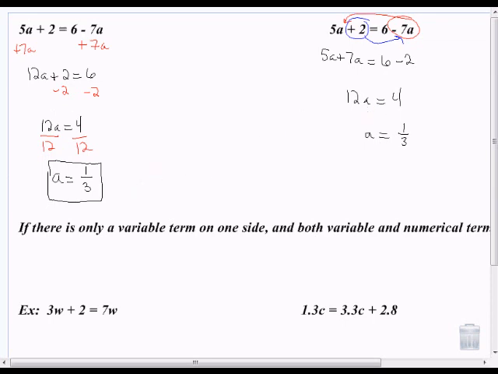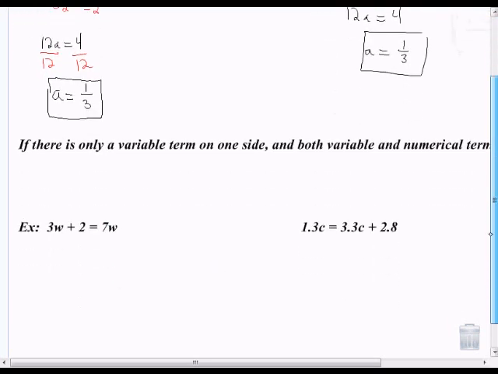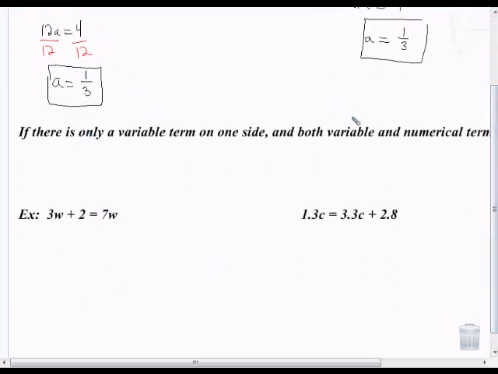Good? Bad? Situation occurs. I don't have a choice. Like before I had a choice of which one I would move. If this is the situation, I have no choice. I have to move this variable over here. Because if I subtract 7w from both sides, I get negative 4w plus 2 equals, I moved it, it's gone. So I'm going to take that 3w away from both sides. It would equal 0, by the way, but that's a pointless step to take.